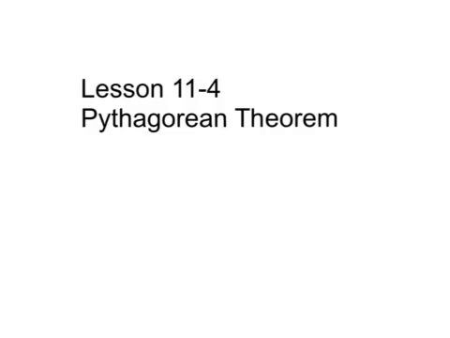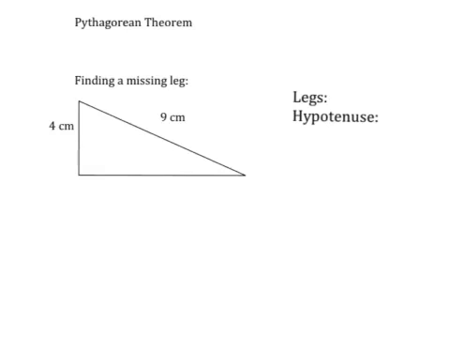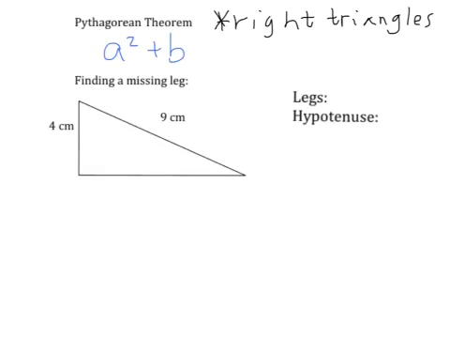Lesson 11.4, the Pythagorean theorem. The Pythagorean theorem is a theorem that explains the relationship between the three sides of a right triangle. It's important to remember that it works only for right triangles, and the theorem is a squared plus b squared equals c squared.